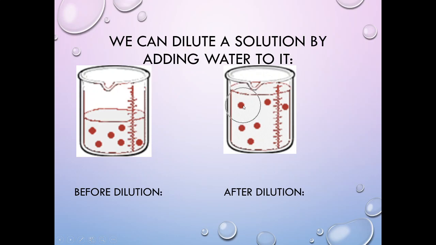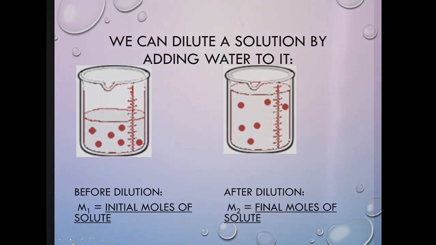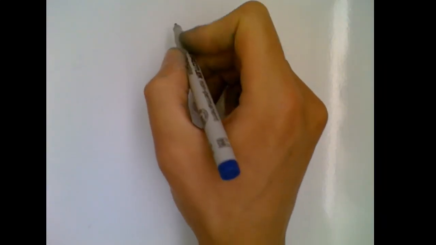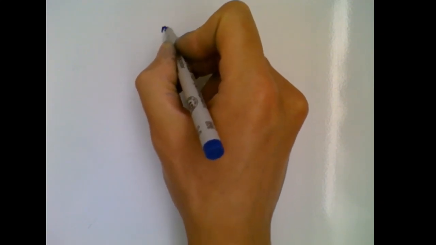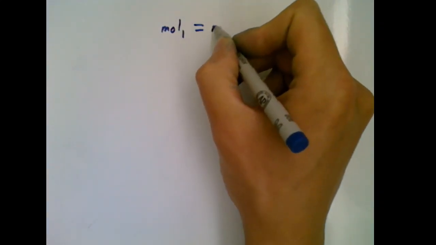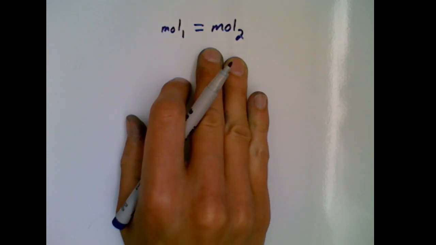Well, the number of moles is still 6. The number of moles has not changed, but the overall volume has. What that means is the moles before and the moles after dilution are exactly the same. This leads us to an important equation that we use in chemistry. You see, if the moles at the beginning are equal to the moles at the end, we can actually set that up as an equation.